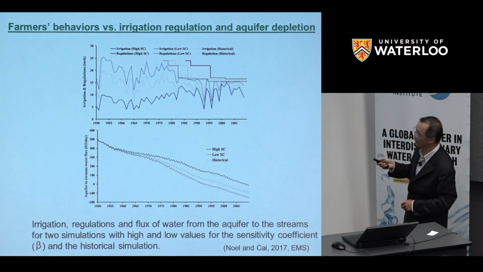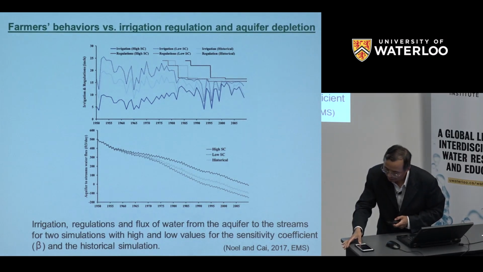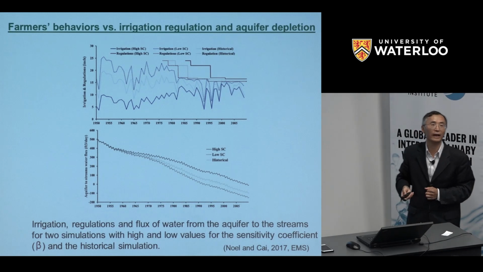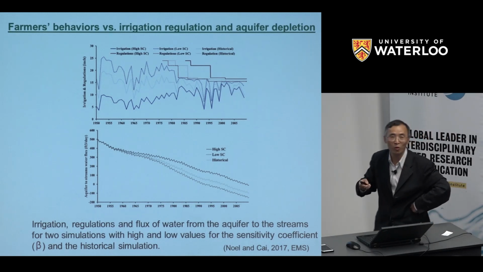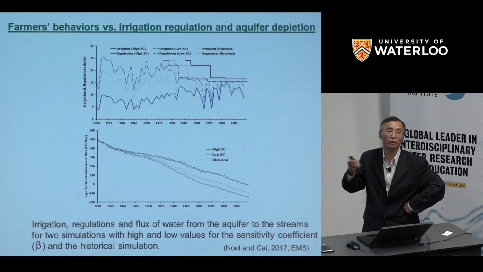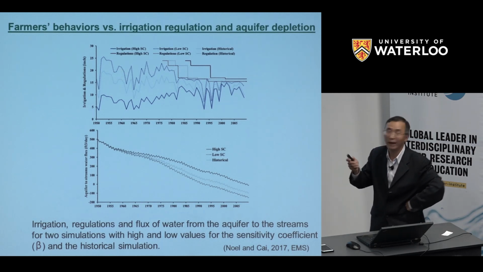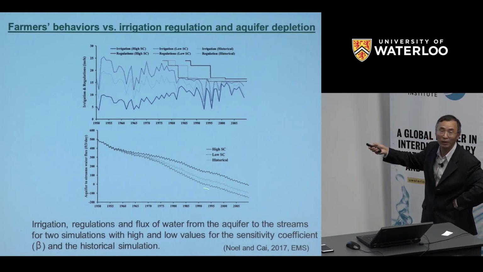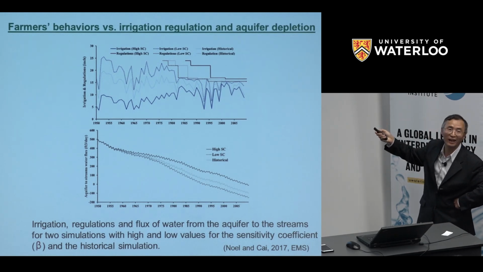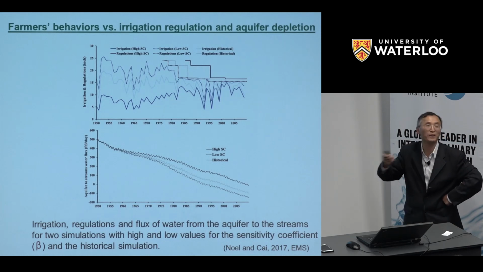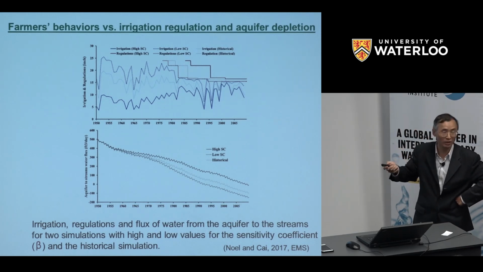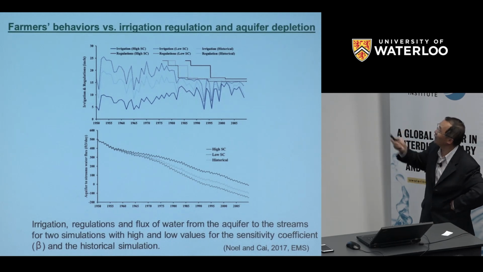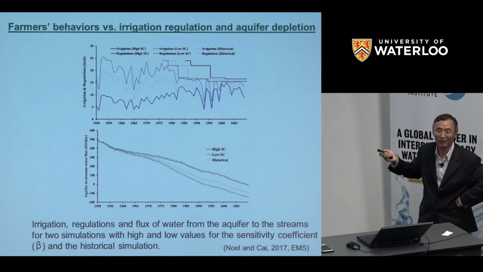All right, so let me look at the time. We also did some scenarios. We just say if farmers are more sensitive or less sensitive to soil water deficit, what might happen to the groundwater depletion or the regulation change? And the results are kind of expected, because if we assume farmers are more sensitive, then the regulation might come a little later, because farmers are always doing something, right? The government does not need to put constraints ahead of time.